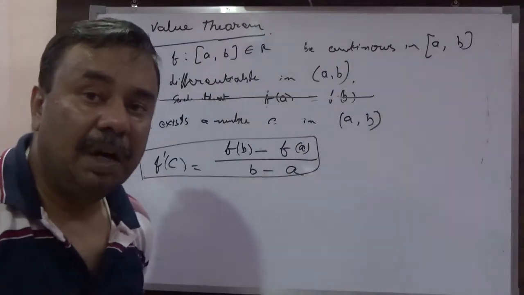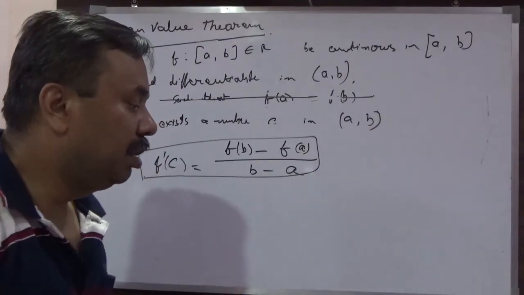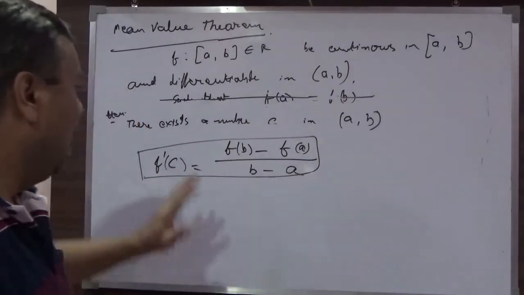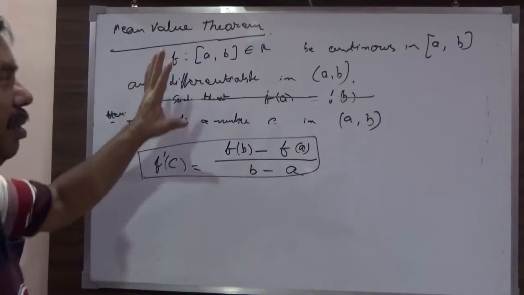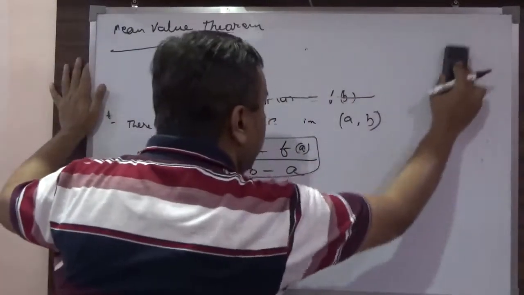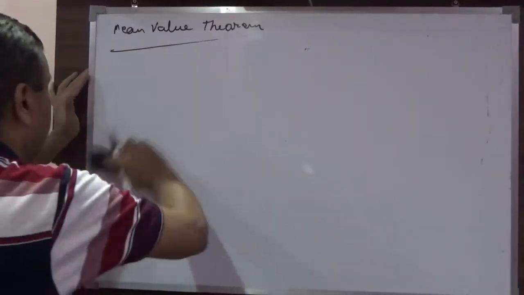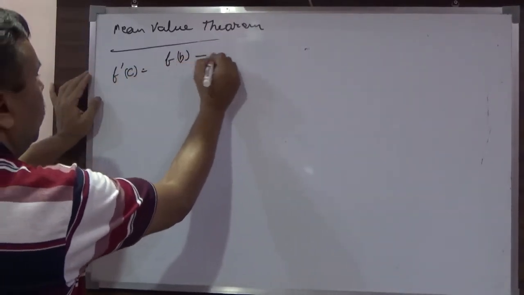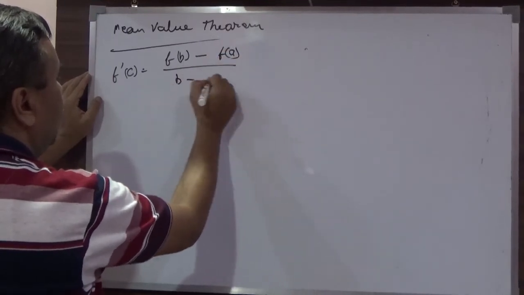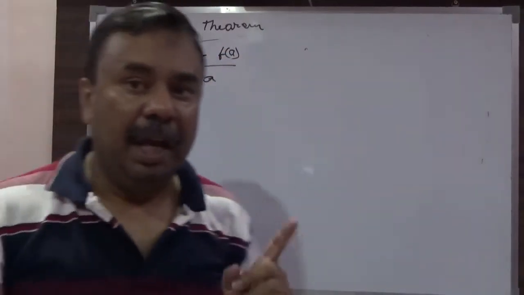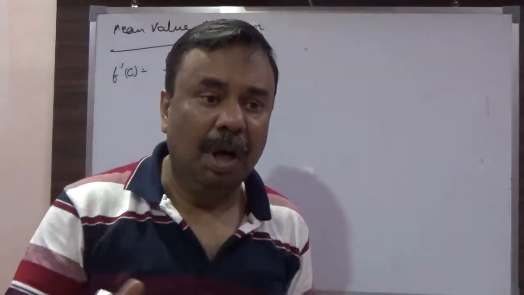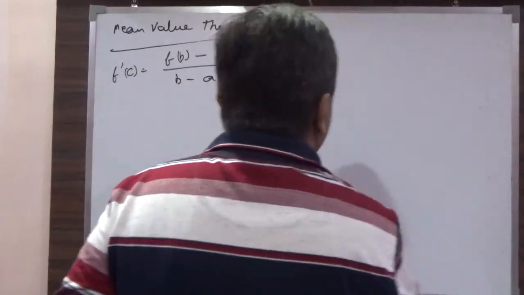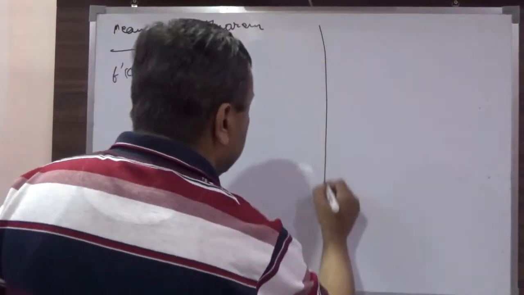Once you see the graph, you will understand what is the geometrical meaning of this. I am just rubbing this out so that I can get the complete space for making the graph. This is what I said, f'(c) was equal to (f(b) minus f(a)) divided by (b minus a). Remember, in this case, f(a) may be equal, may not be equal. The condition is not given to you. See what will happen.